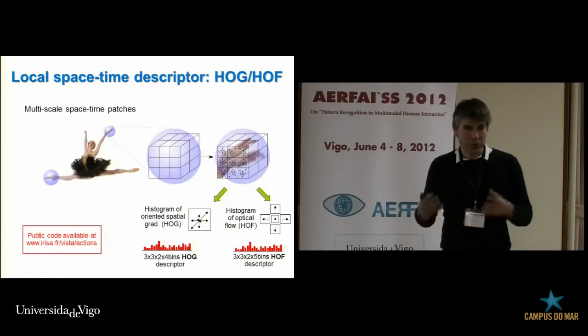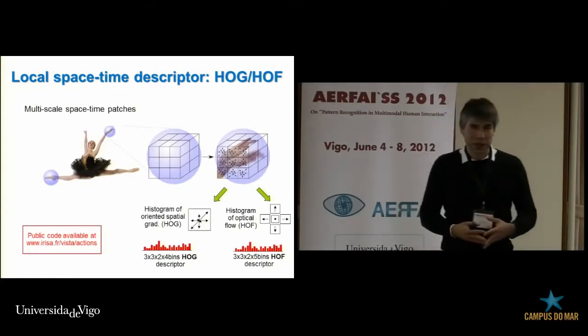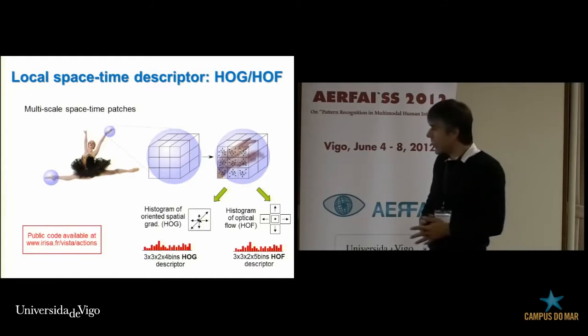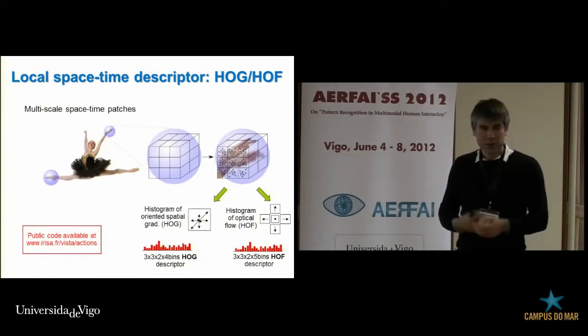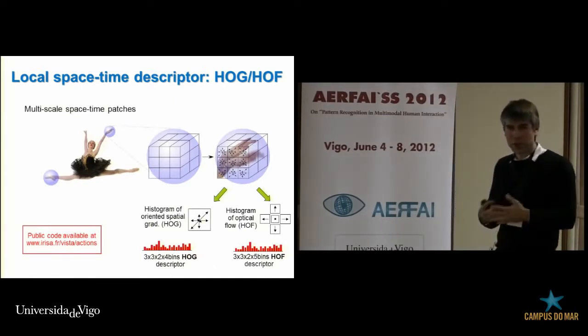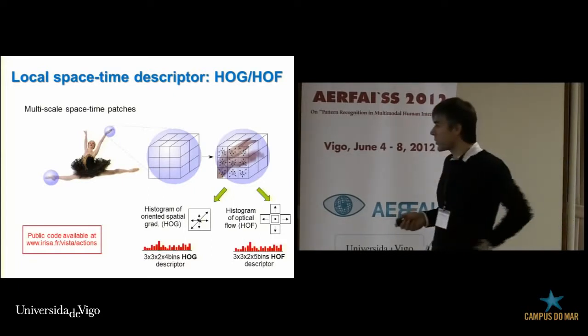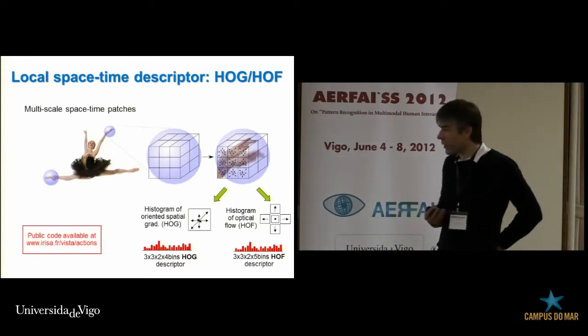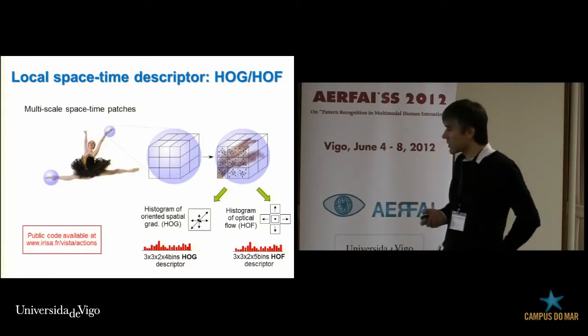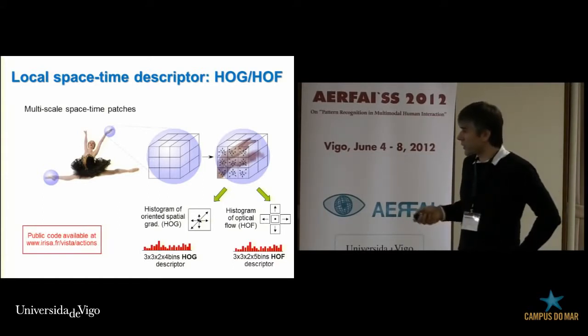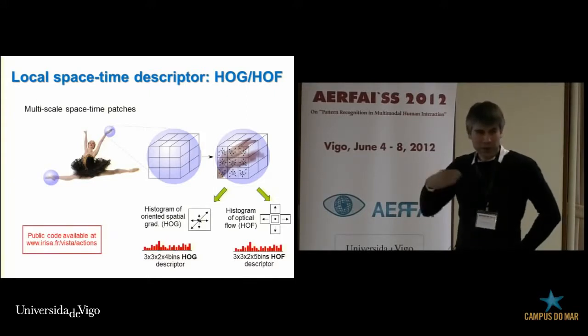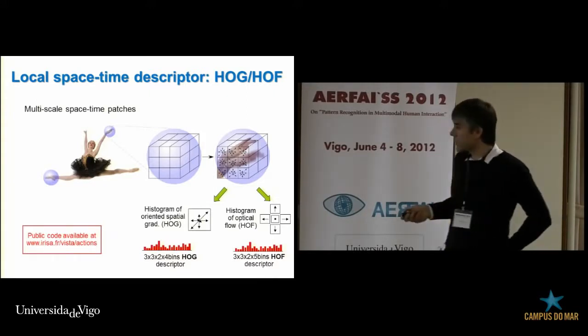One description would be just to collect the pixels and maybe do some contrast normalization. It turns out practically better to make descriptors in terms of histograms. As you well know, the SIFT descriptor is a histogram of gradients. Here we experimented with many different descriptors, and these are the ones which seem to work best: histograms of gradients, so spatial gradient orientation, and histograms of optical flow.